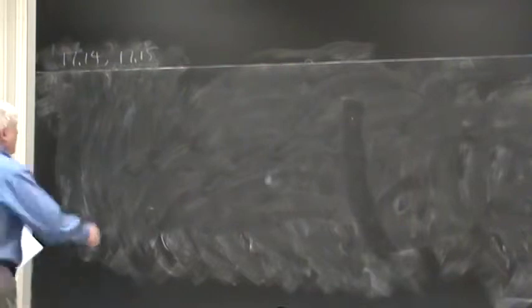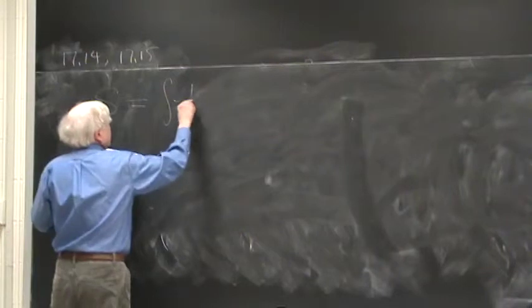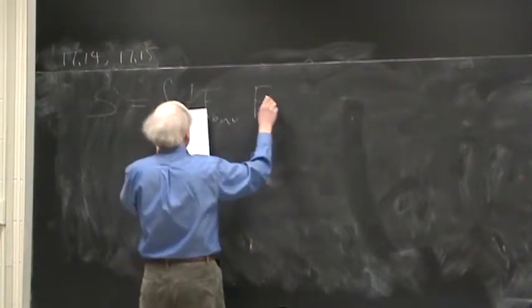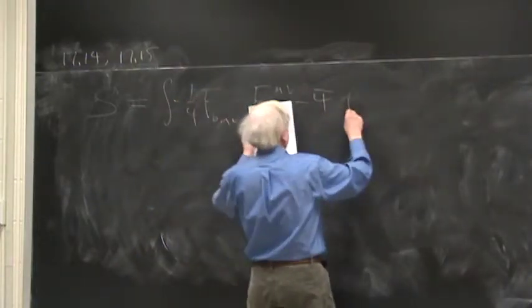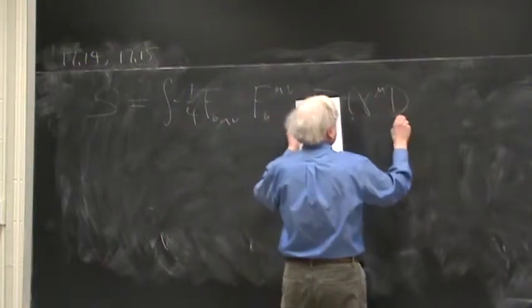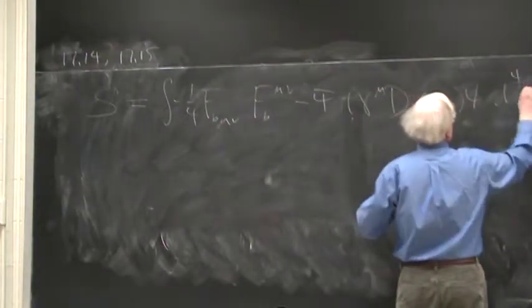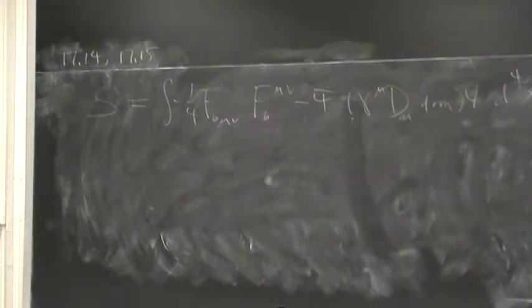All right, well, let's just look at the action for a generic gauge theory. Minus a quarter F^B_{mu nu} F^{B mu nu} minus psi bar gamma^mu (D_mu plus m) psi, d^4x. Okay, so that's a generic action. What does the subscript B refer to? If we're talking QCD, it's the color index.